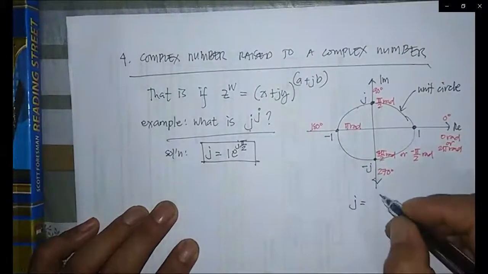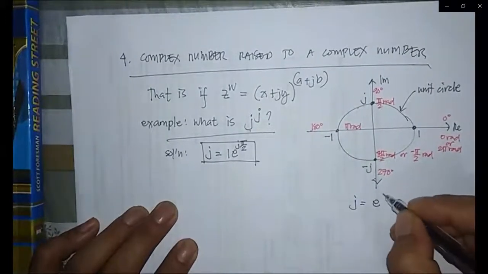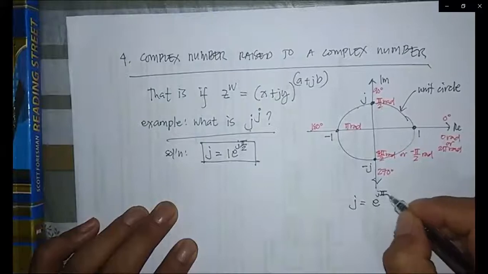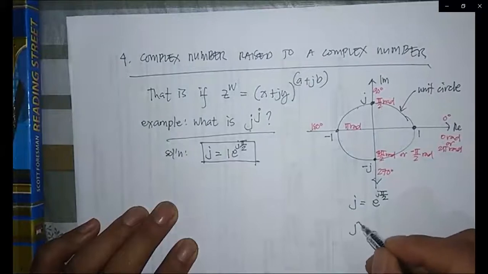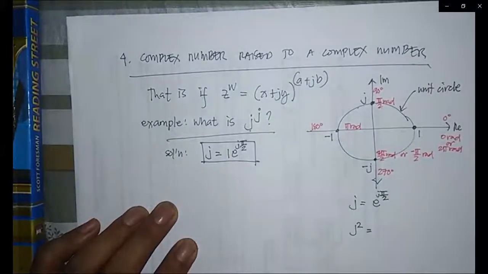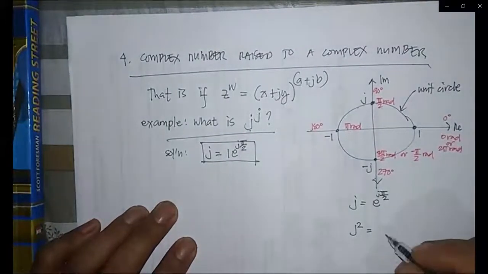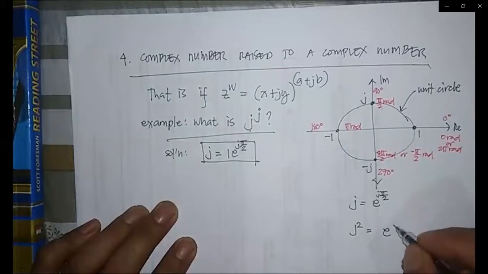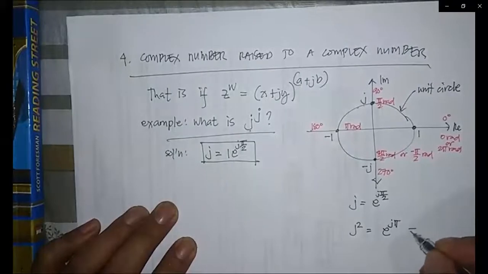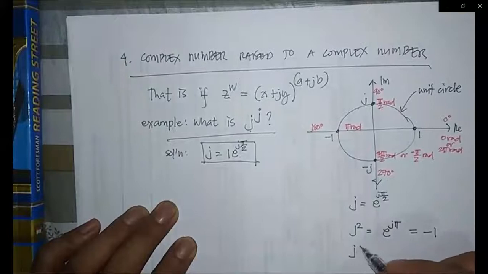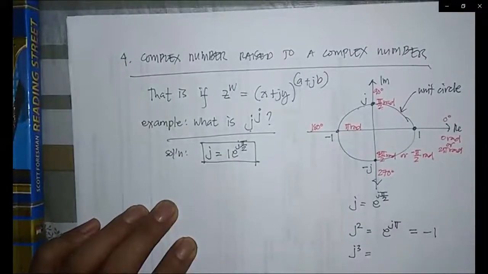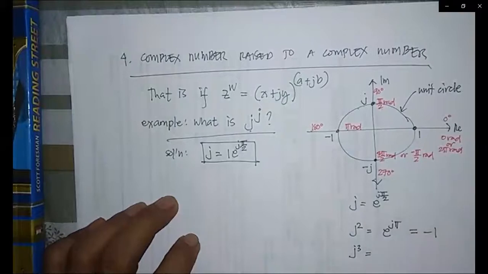Okay, let's summarize it here. j is equivalent to e raised to j pi over 2. That's the value of j in exponential form. Now, if I square j, that is the same as multiplying the exponent of e raised to j pi over 2 by 2. So the result will be e raised to j pi, that is equivalent to negative 1. Take note, the angle pi there is equivalent to negative 1.